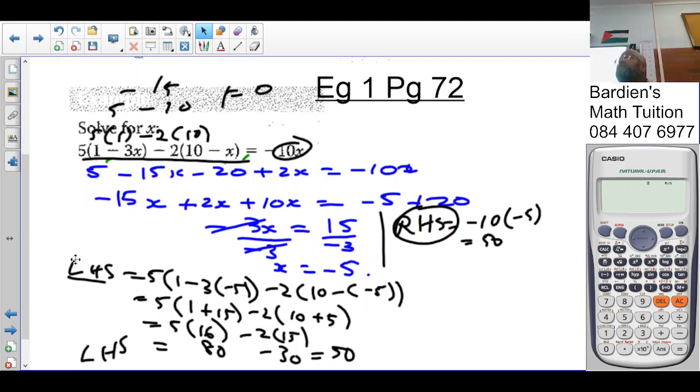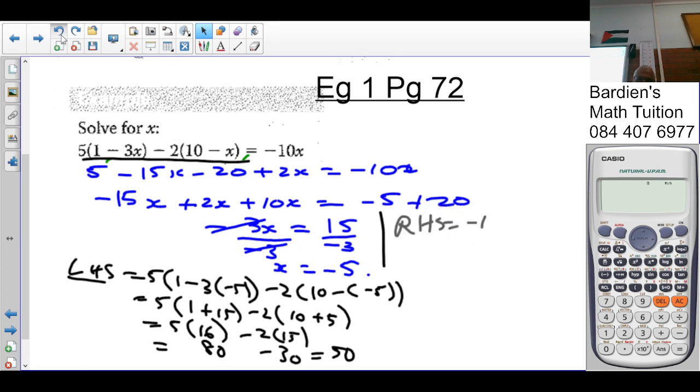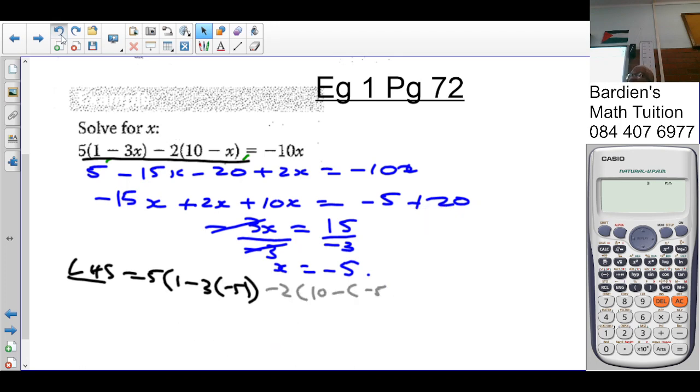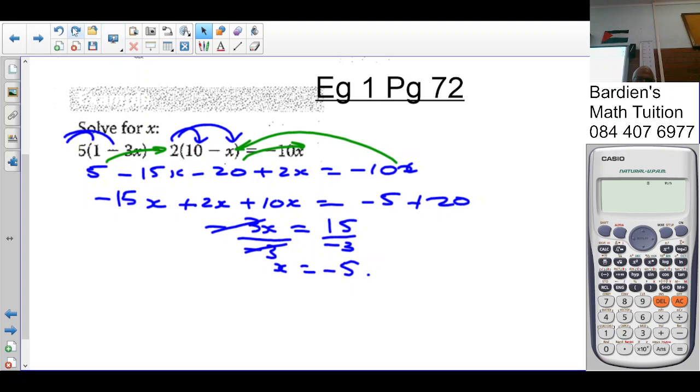Do we have to test every solution we get? No. But it will be nice in case you think you are wrong, and that is how you can actually test if you're correct. Do you guys understand? Okay, the negative 5 is called a solution or a root of this equation.